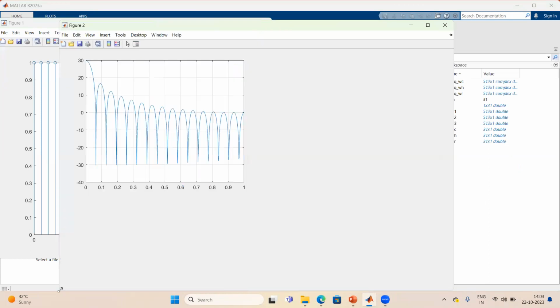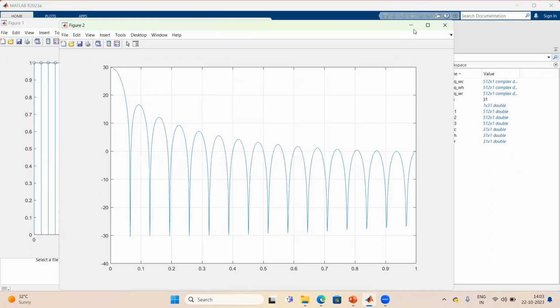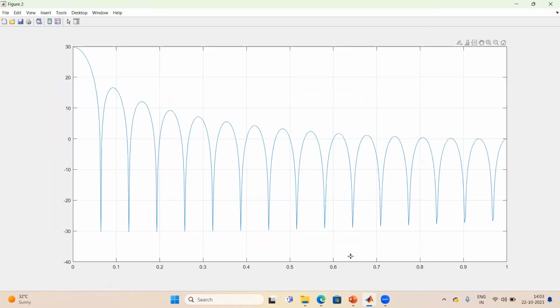and here we can see the frequency response curve of our rectangular window that we have obtained. Try to see this waveform. This is our digital frequency, because I said that it is normalized with respect to pi, so we are getting the frequency from 0 to 1. Here you can see what the maximum value is, and we also have to observe what the main lobe width is.